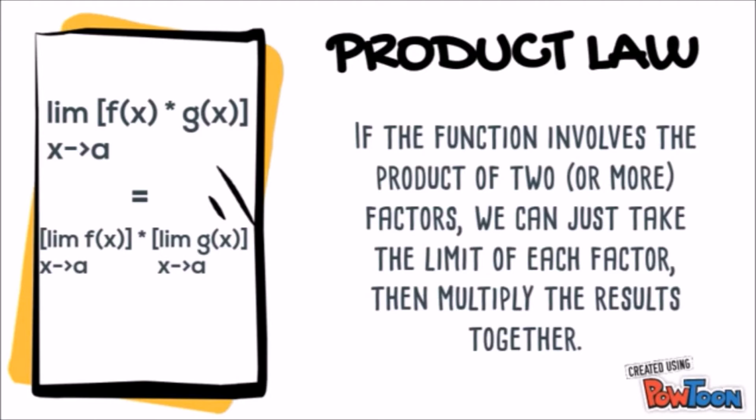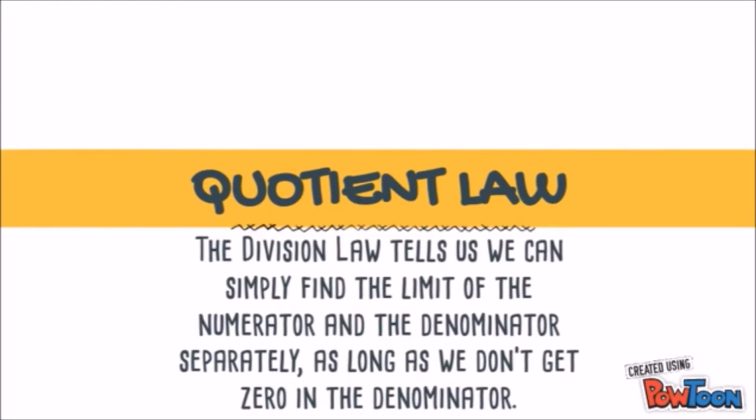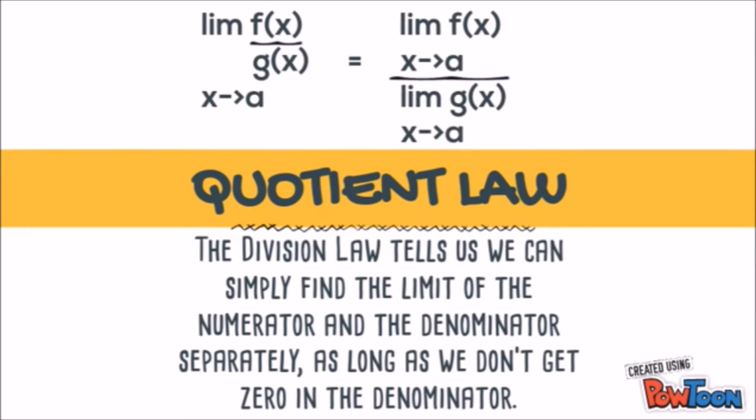Now, the fifth is the quotient law, where it states that we can find the limit of the numerator and the denominator separately, as long as we don't get 0 in the denominator. And it is shown as the limit of f of x over g of x as x approaches a is equal to the limit of f of x as x approaches a over the limit of g of x as x approaches a.